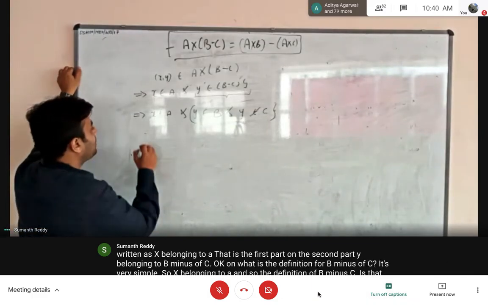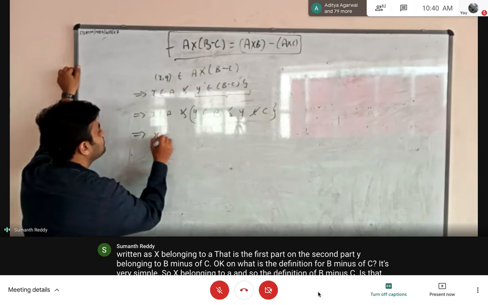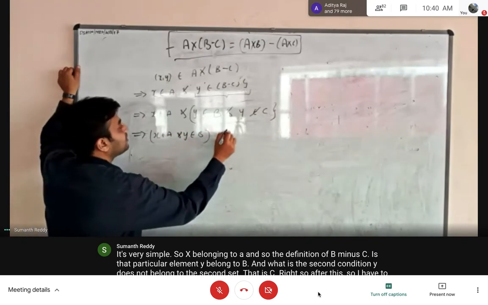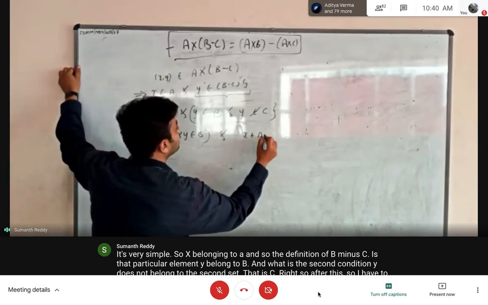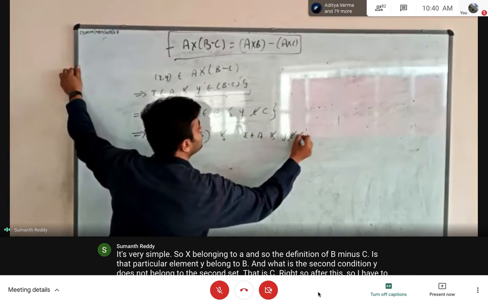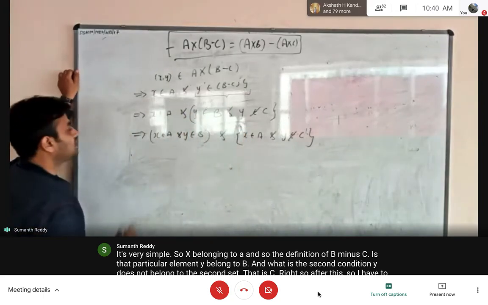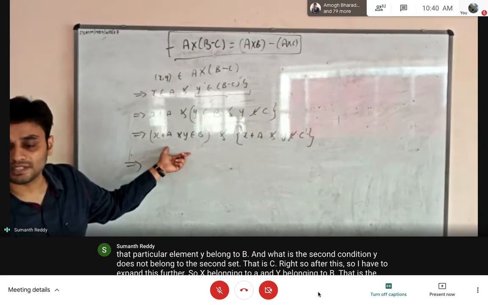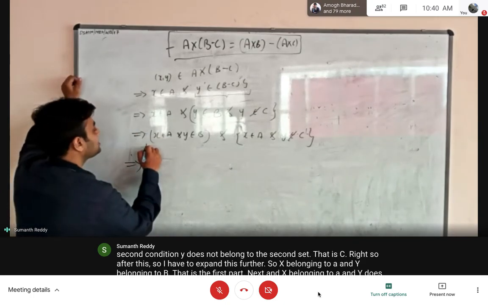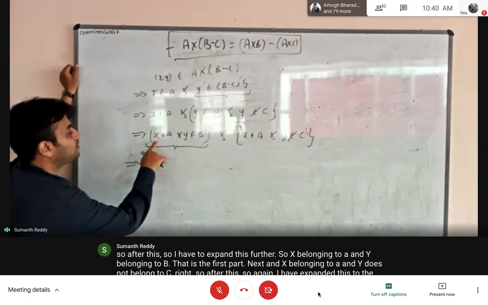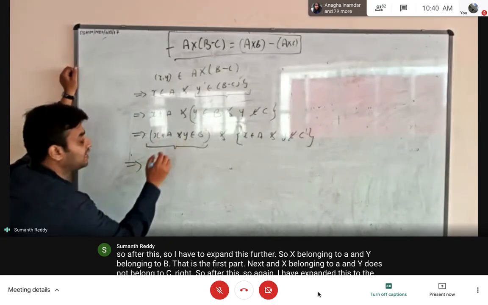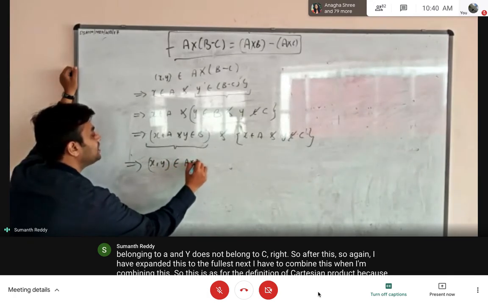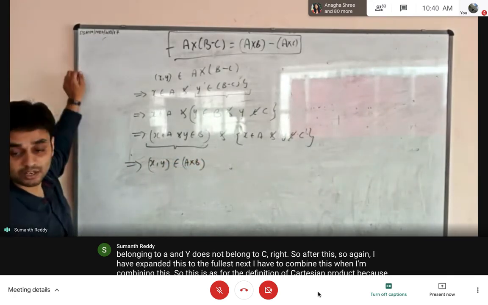So after this, I have to expand this further. So x belonging to A and y belonging to B, that is the first part. Next, x belonging to A and y does not belong to C, right? So after this, I have expanded this to the fullest. Next, I have to combine this. When I'm combining this, as per the definition of Cartesian product, because we have two different elements, x comma y. Okay, so if I combine this, what will happen? x comma y belongs to A cross B.